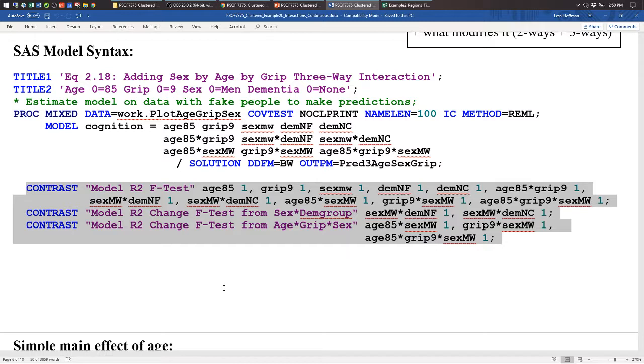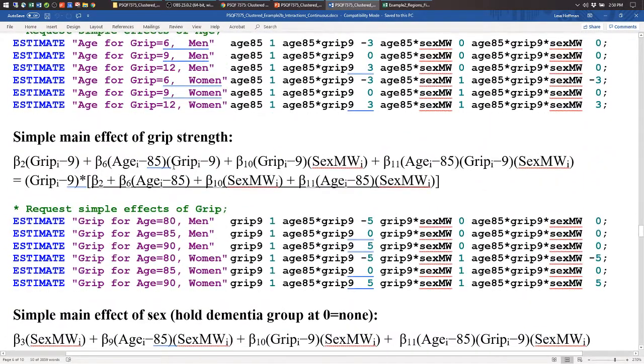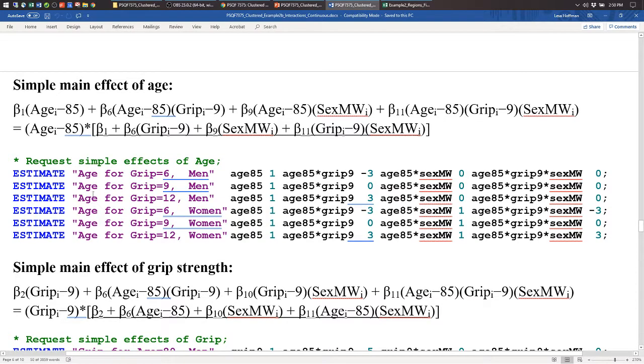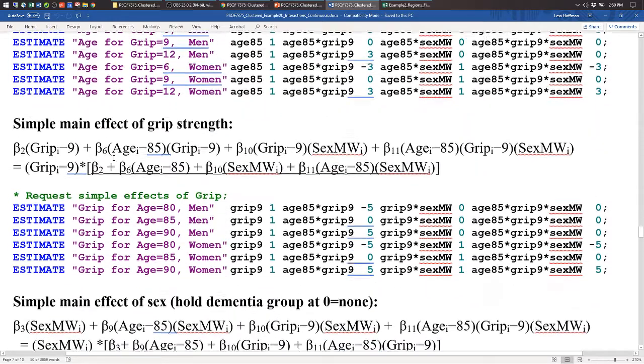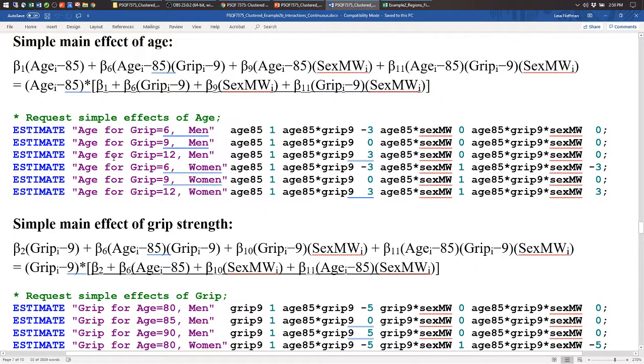The model R squared change from the sex by dementia group is those 2 new interaction terms, a 2-degree-of-freedom test, and the R squared change from the 3 terms that I added on the last line. So this previously you would have had to do in steps, like in a sequential regression. This gives you the same result from one model. Simple main effects of each of my predictors, age, grip strength, and gender. Doing just what we did before.